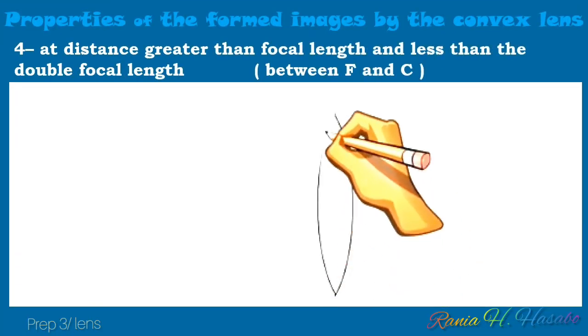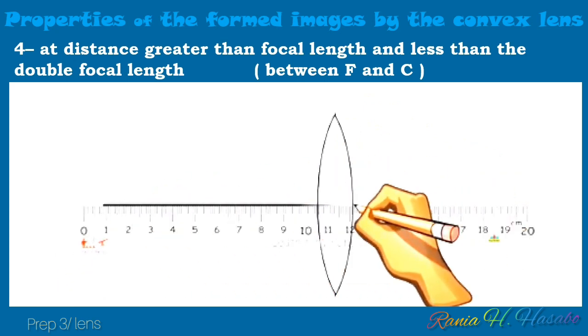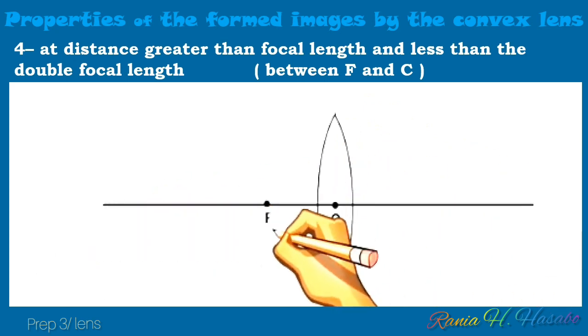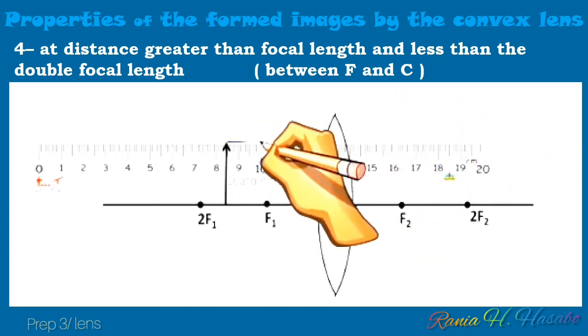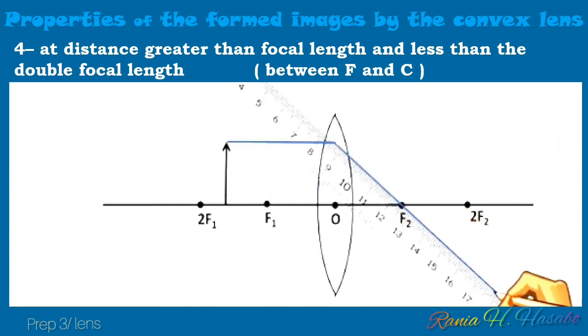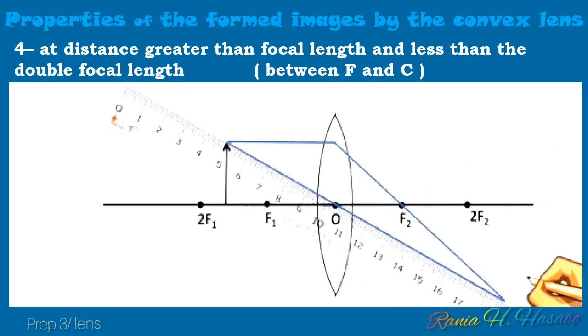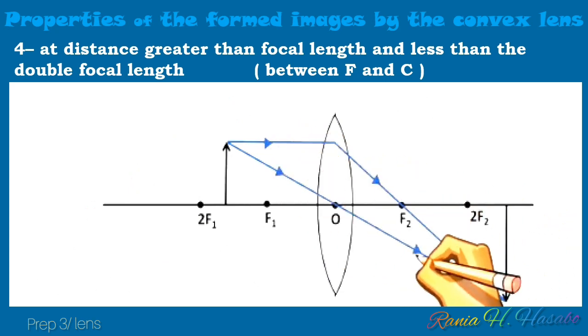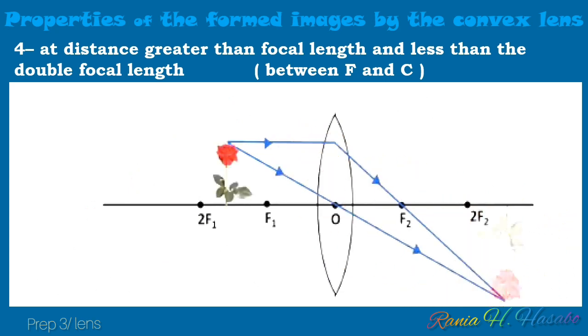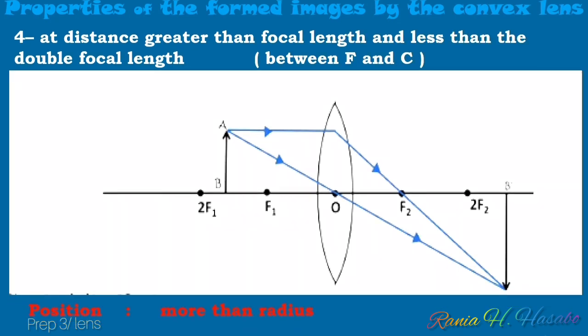Number four, at a distance greater than the focal length but less than the radius of curvature, meaning between the center and the focus. The first ray is parallel and refracts through the focus, and the second one passes without any refraction. So the image formed is real, inverted, and magnified, larger than the object, after the center of curvature at a distance more than the radius.